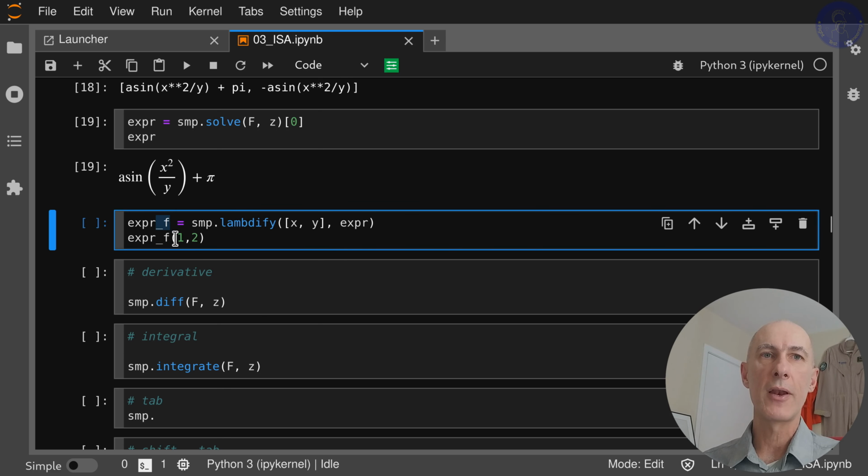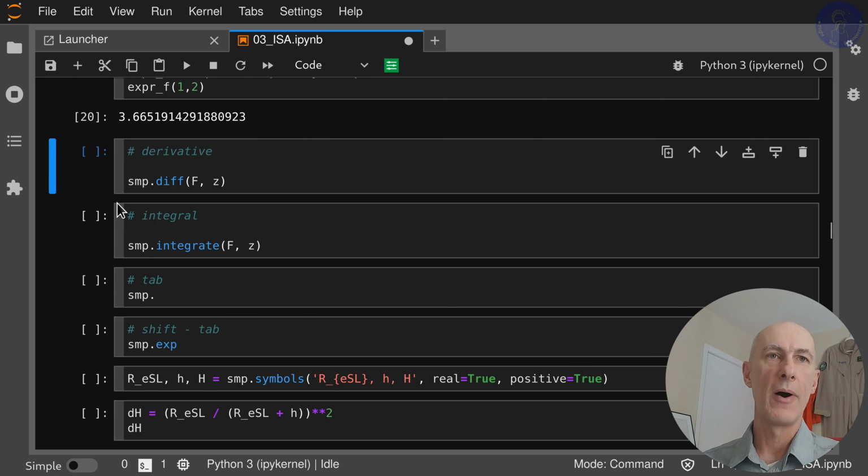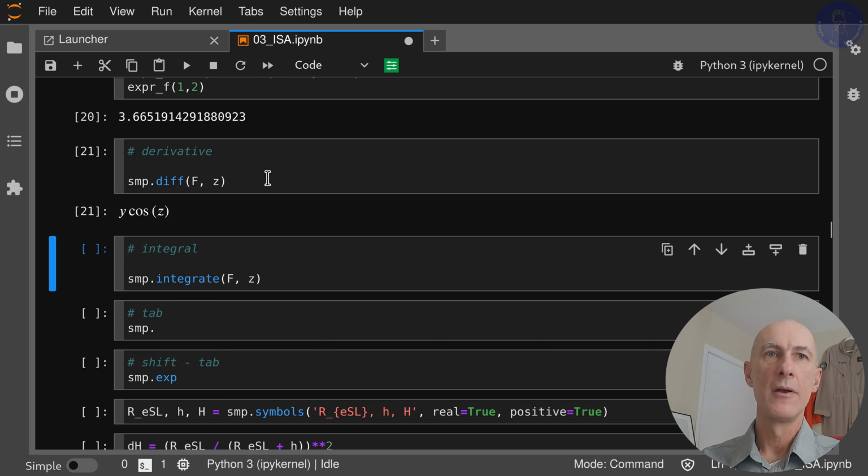Okay, enough for the basic stuff. What I love most is the calculus capabilities. For example, we can get the derivative of an expression by using the diff. So if we take the same expression f and differentiate with regards to z, we get this.